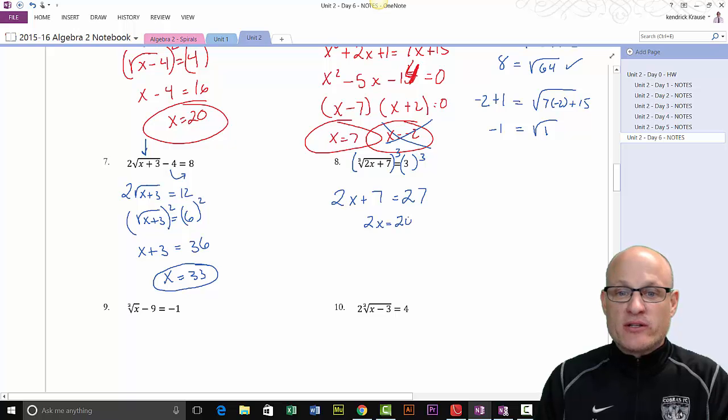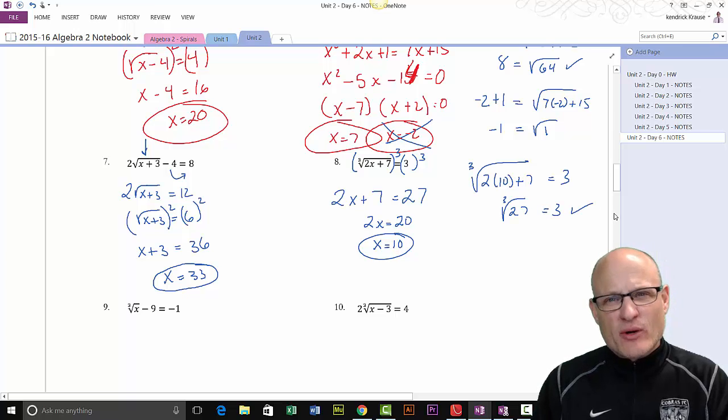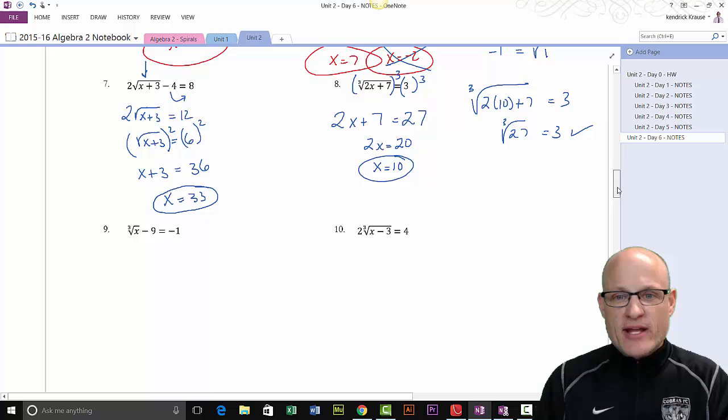2x is equal to 20, or x is equal to 10. We want to check our answer. So we're going to take the cube root of 2 times 10 plus 7, and I'm hoping that's 3. Well, this is the cube root of 27, and by now you should know the cube root of 27 is 3. So that checks.